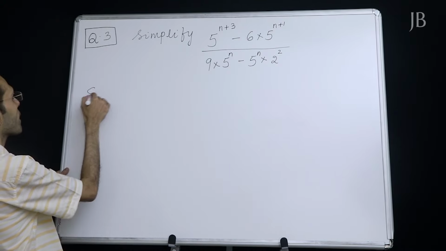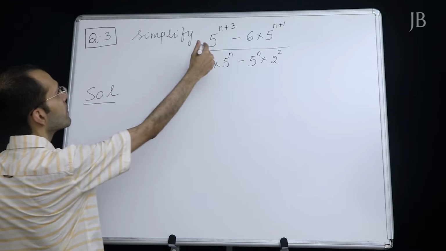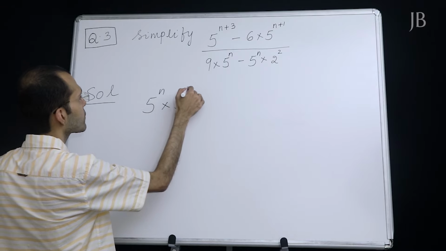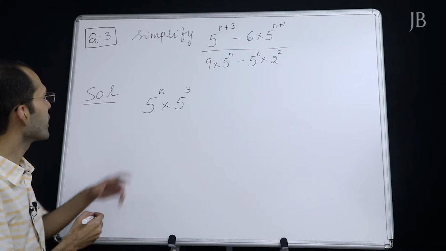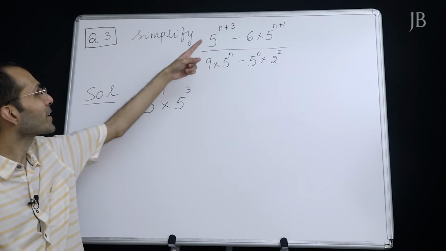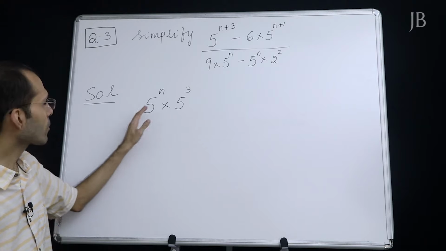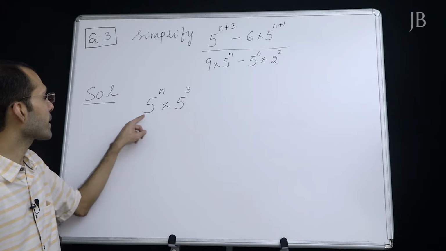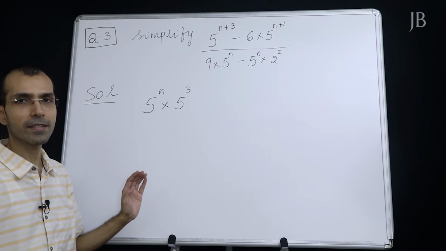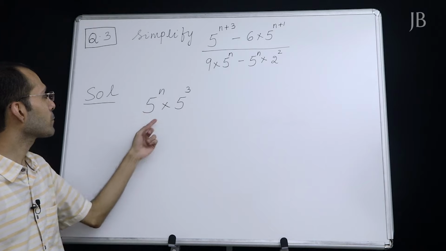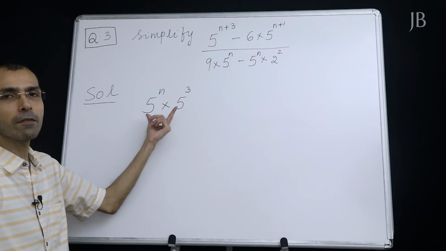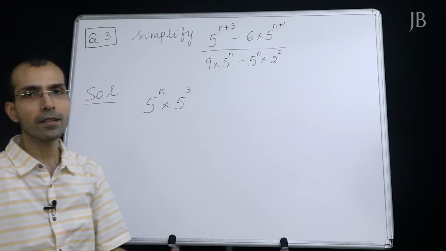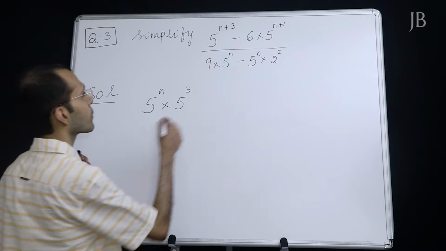So here what we will do, we will write this as 5 raised to n into 5 raised to 3. If you want to check if we are correct or not, just apply the law. Bases are same, joined by multiplication sign, so powers will have to be added. So this whole thing will become 5 raised to n plus 3. And that is 5 raised to n plus 3. Okay, so reverse we are going now.